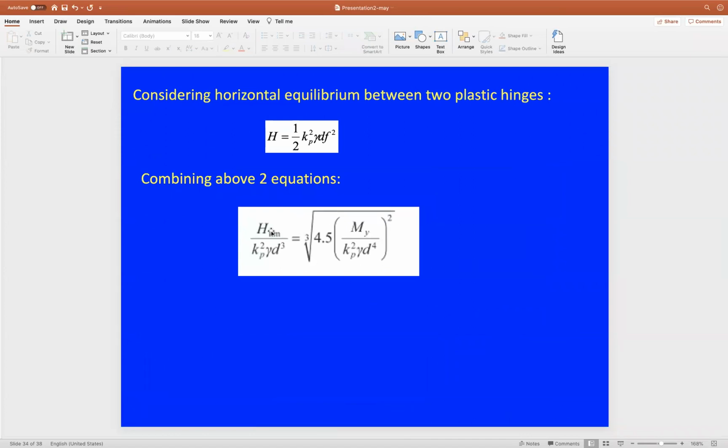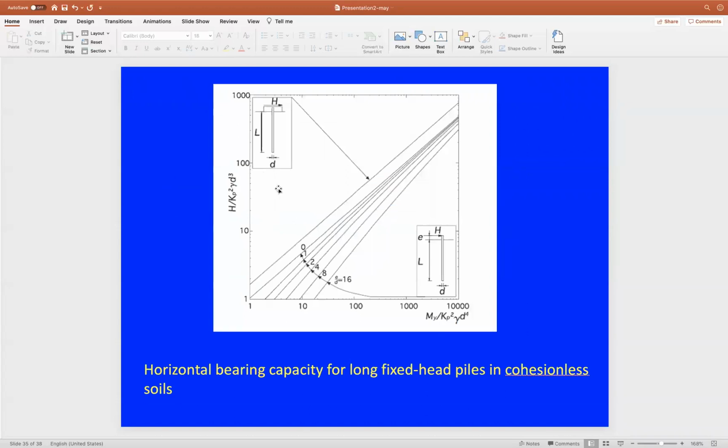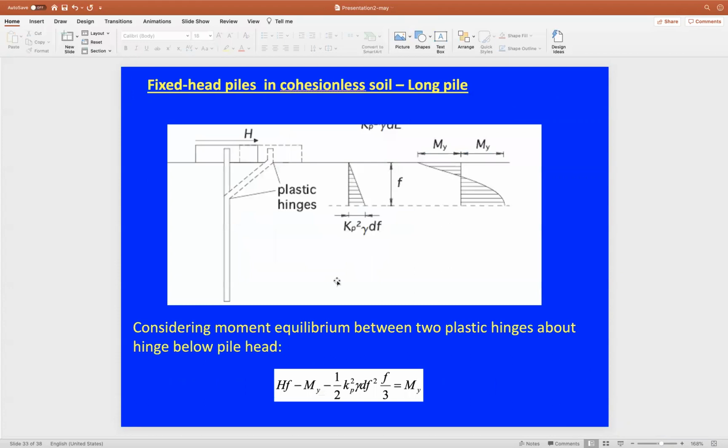You can work out with these equations directly to find the value of H ultimate, or you can use this chart as well to find the value of H ultimate for the long pile failure scenario by working out this term on the x-axis and working out this term on the other axis as well as E over D. And that's for the long pile failure scenario.